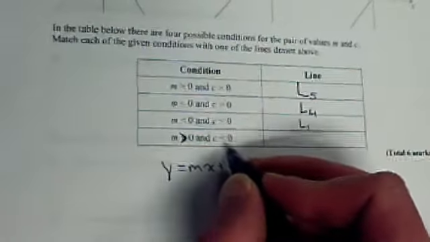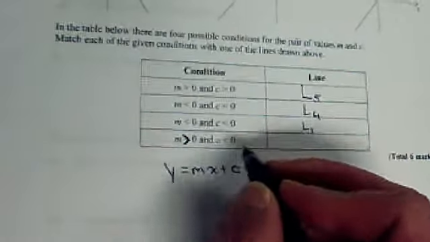This one, last one, has a positive slope and a y-intercept that is negative. Positive slope, y-intercept is negative. That is all they actually wanted you to do on that problem.